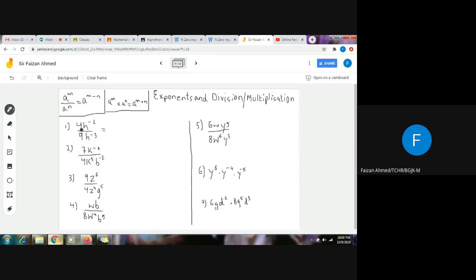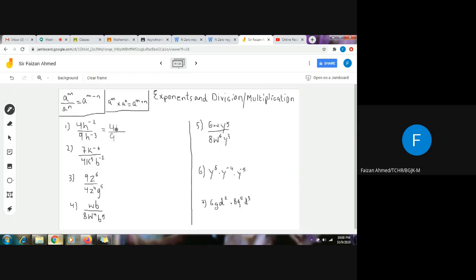The first question is 4h to the power minus 2 divided by 9h to the power minus 3. We have exponents in division, and we know that 4 and 9 cannot be further simplified, so I will write 4 upon 9 as it is. Now I will apply the law of indices. The bases are the same and they are being divided, so the powers will be subtracted.